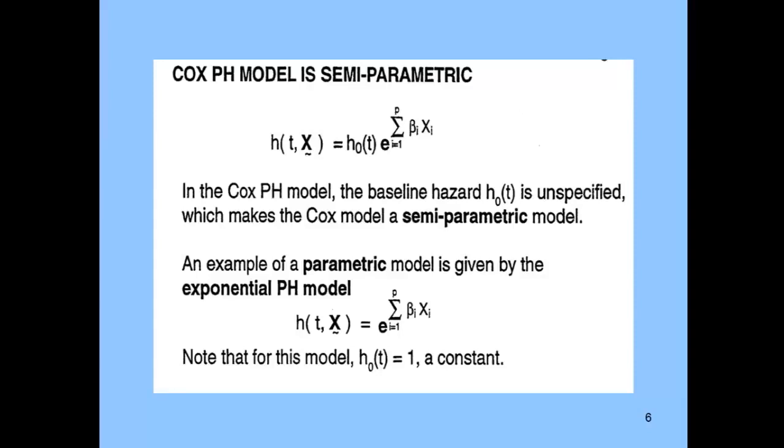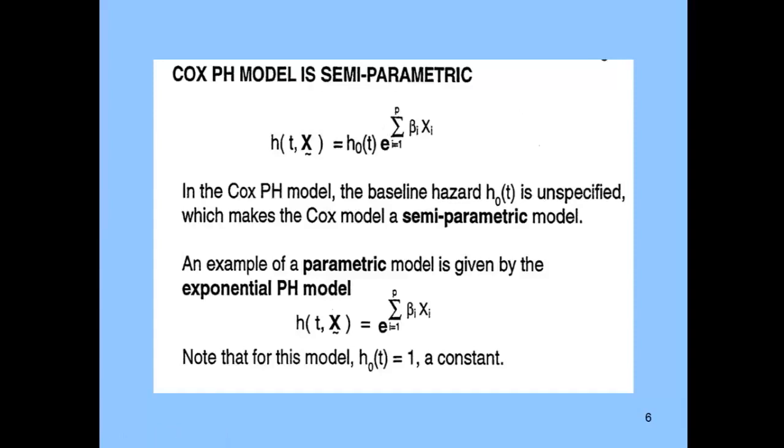A parametric model will be a model where everything is mathematically determined. So for example, if h naught of t was equal to 1, if the baseline hazard was just a constant equal to the number 1, then we completely know the mathematical form of this model. Everything would be determined. Now, we wouldn't know what the estimates of the betas were, but we know the general form of the model, the mathematical form of the model.